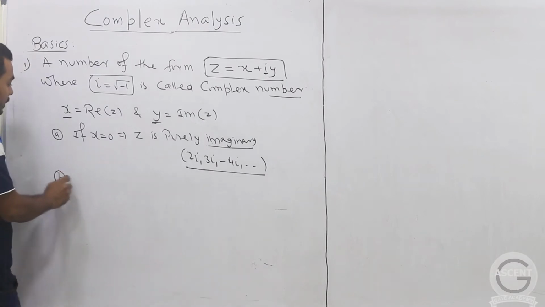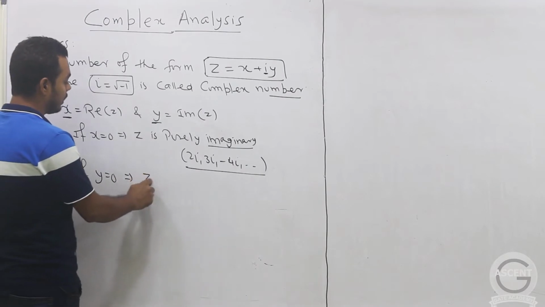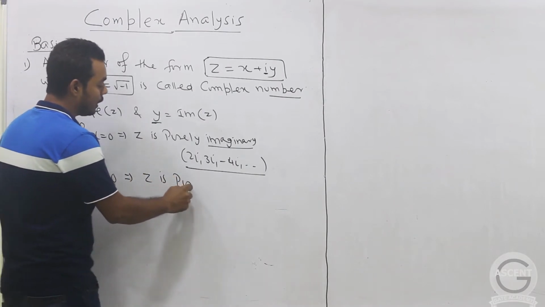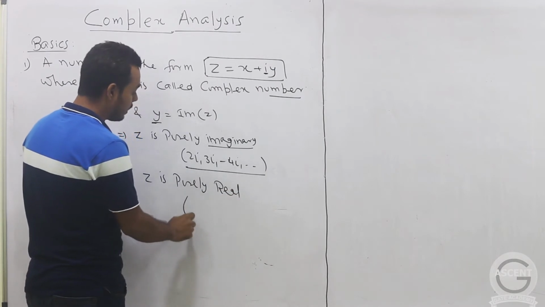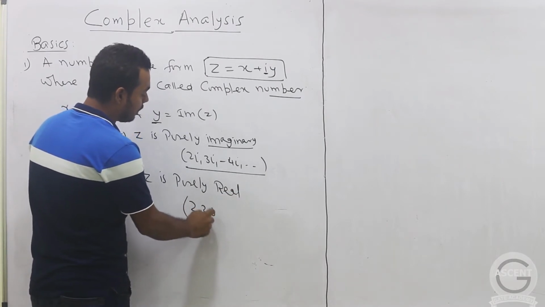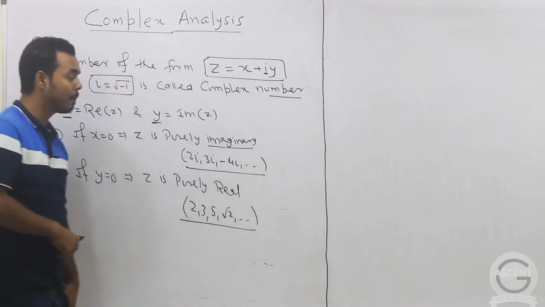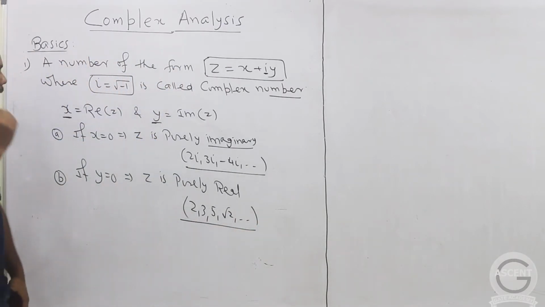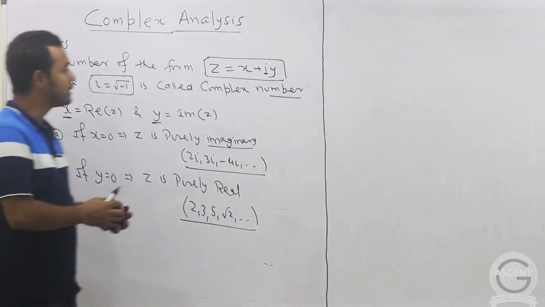And in the second case, if y is 0, if the imaginary part is 0, then z is called purely real. Examples of purely real numbers will be 2, 3, 5, root 2. These are purely real numbers. So every real number is a complex number whose imaginary part is 0. So this is the first basic concept.